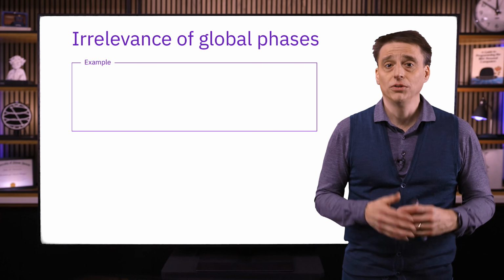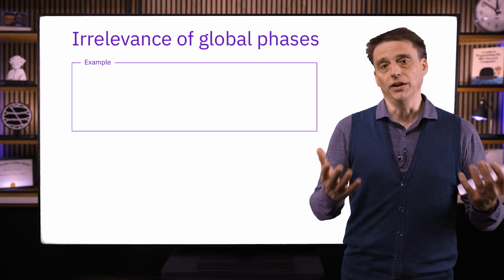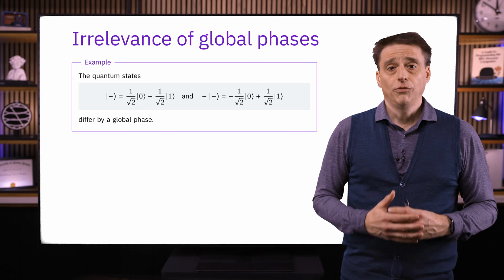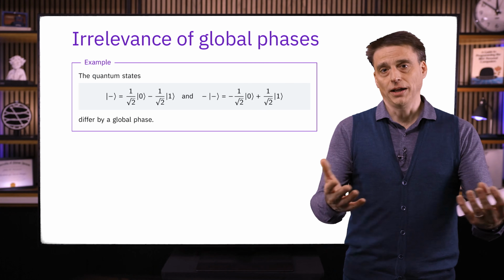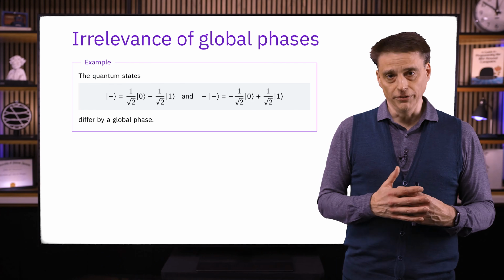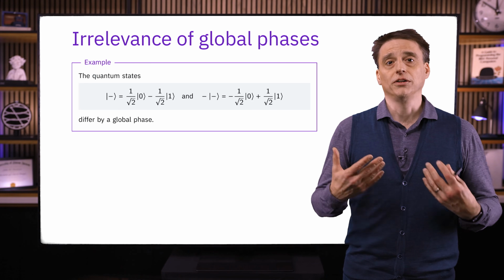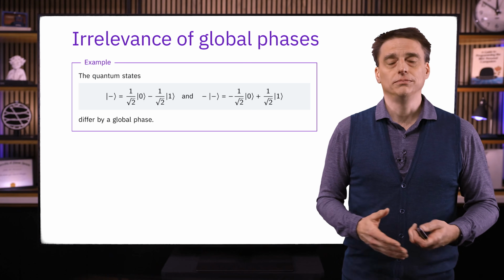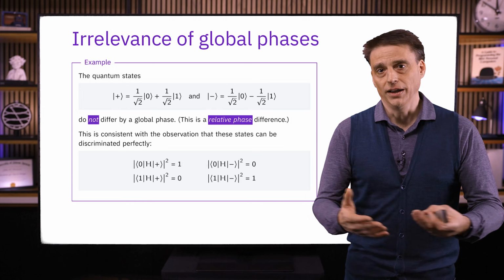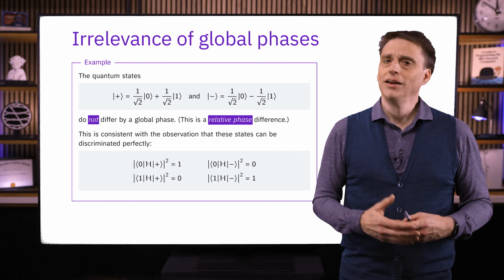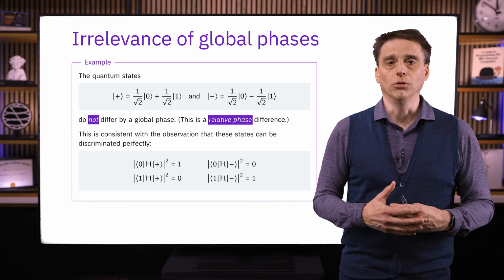Here's a very quick example just to make sure the notion of a global phase is clear. If we have a minus state and -1 times a minus state, then these two states differ by a global phase. And in particular, we have alpha equals -1. On the other hand, if we have a plus state and a minus state, then we don't have two states that differ by a global phase.